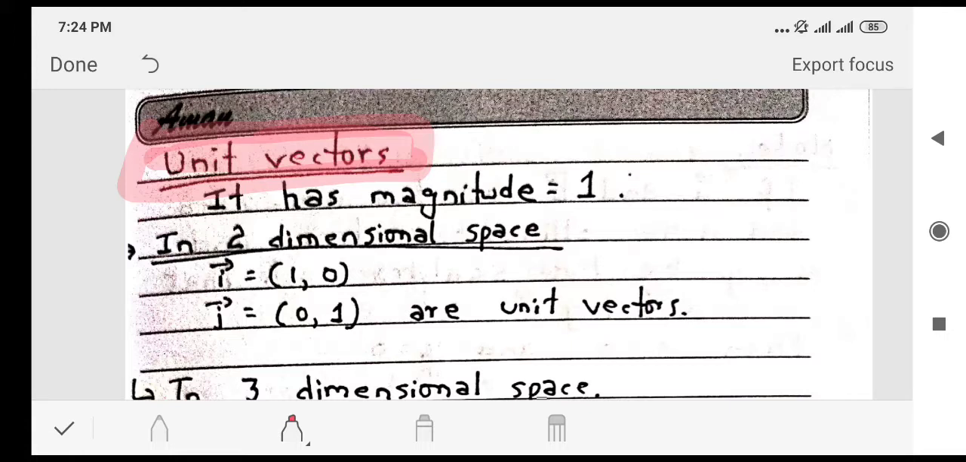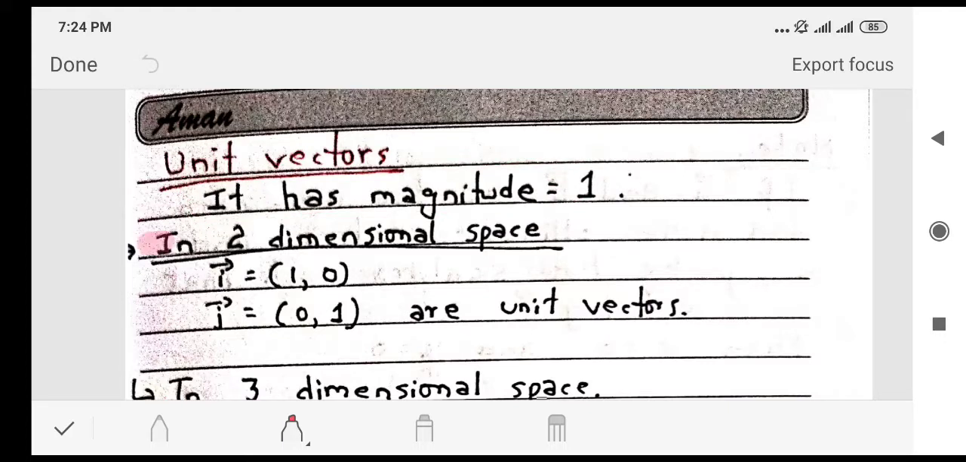So suppose for example, if we have any vector a, then if its magnitude is equal to 1, then the vector will be called a unit vector. Okay, so in short I have given you one small concept about a unit vector. Unit vector means it has magnitude 1. Such vectors which have magnitude 1 are called unit vectors.